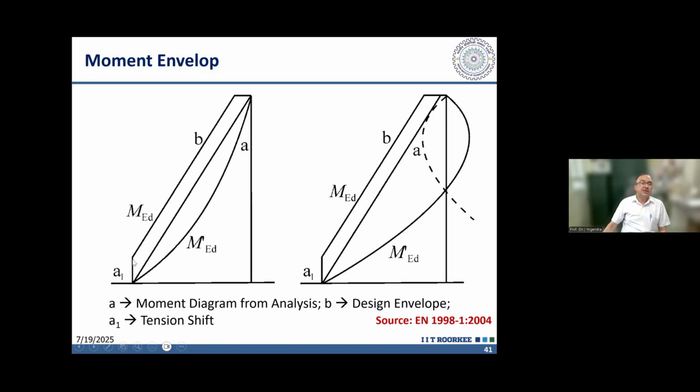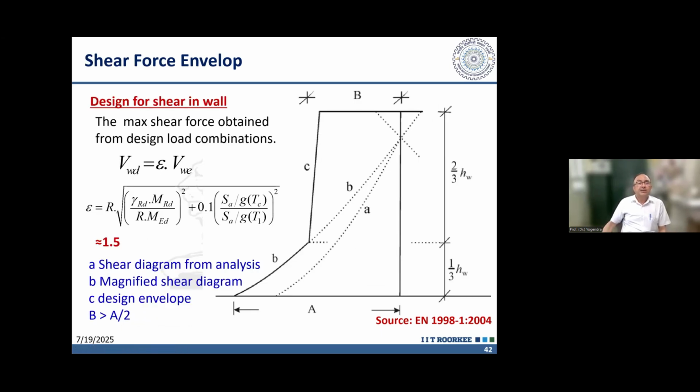provided at the base is continued up to this height a1, which is called tension shift. It is roughly equal to the length of the shear wall, the larger horizontal dimension of the shear wall. So up to that length, it is continued to be constant, and then it is parallel to the straight line design moment. So the procedure to develop this moment envelope is described in Eurocode, and a similar procedure is there for shear wall, for shear force also.